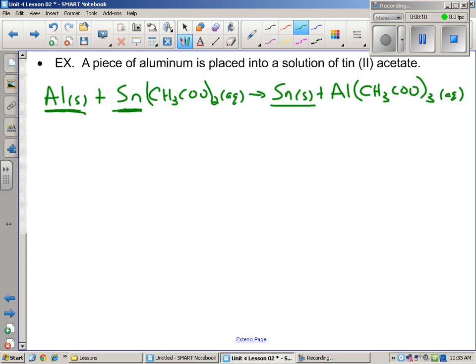Balancing. Well, aluminum's good, tin's good. Acetate is 2, acetate is 3. So to fix that, I do this: 6 acetates on both sides, and then I go back and balance the rest here. So a 2 and a 3 there. Okay? All right, good.